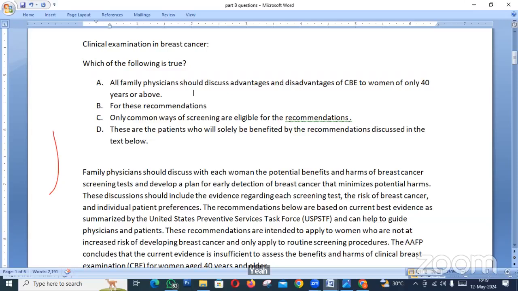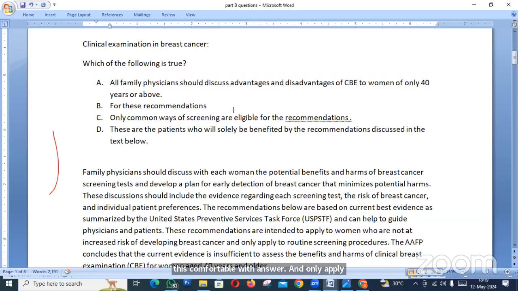Maybe when I made this sample, I had something in my mind, but I don't have an answer key for this. I didn't make any answer key. I don't remember because I made this sample more than 2 years ago. For these recommendations, these recommendations are intended to apply to women who are not at increased risk of developing cancer and only apply to.